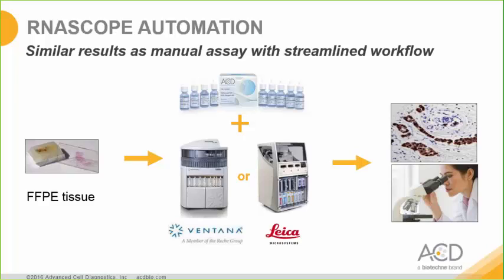Briefly, RNAscope can be performed on, as I mentioned earlier, FFPE tissue as well as fixed frozen tissue, fresh frozen tissue, and cell pellets, either on a manual platform with the red-brown chromogenic singleplex, brown-red or green-red chromogenic duplex, or multiplexed fluorescent assays, or with an automated platform, also with singleplex, duplex, or multiplex fluorescent assays.